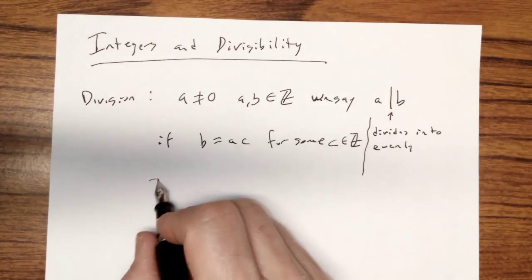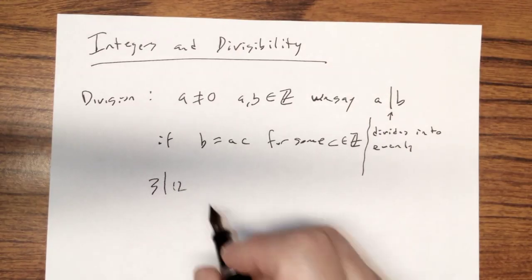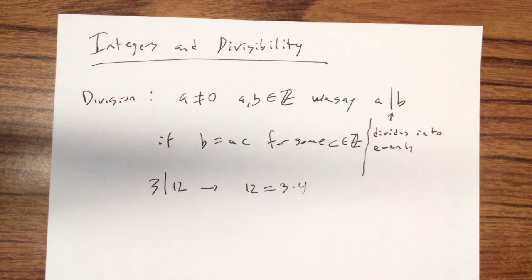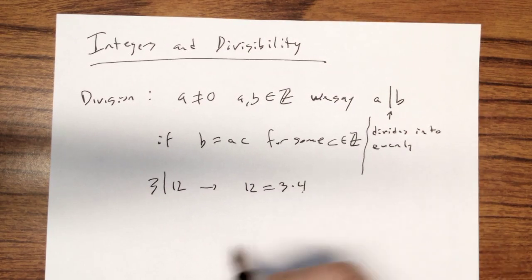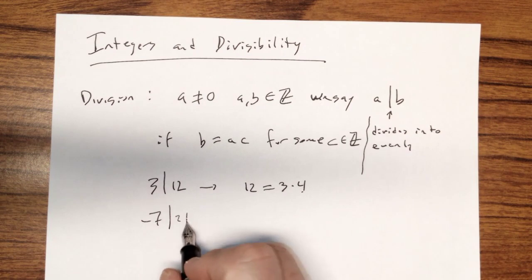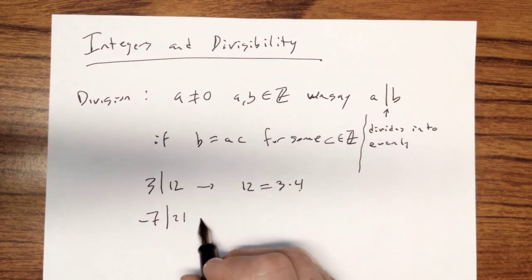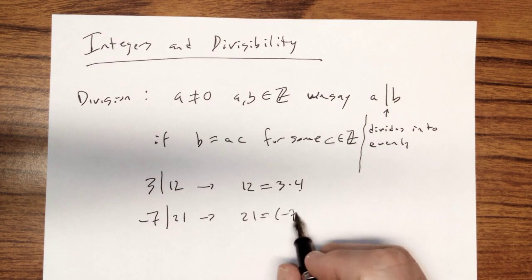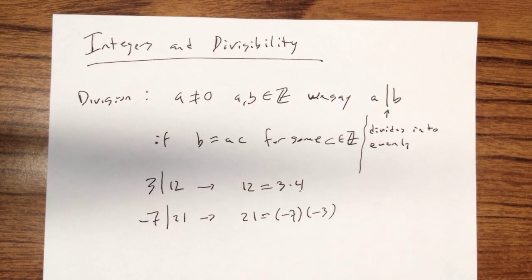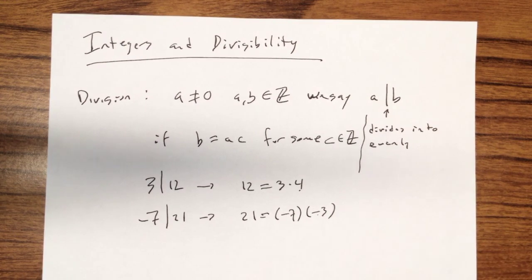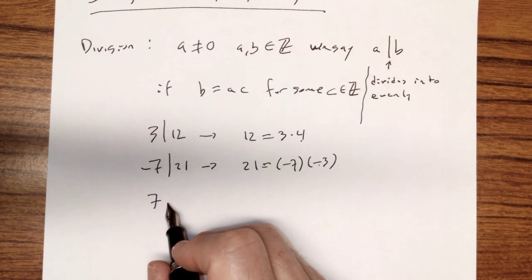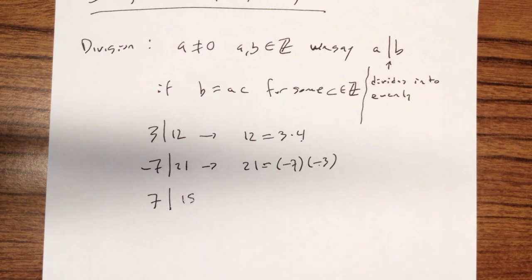So 3 divides 12 because 12 is equal to 3 times 4, and 4 is an integer. -7 divides 21, since 21 can be written as -7 times -3. And again, -3 is an integer. But 7 does not divide 15.